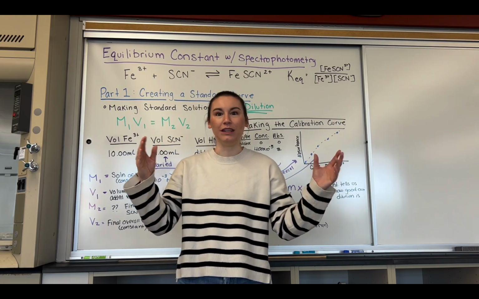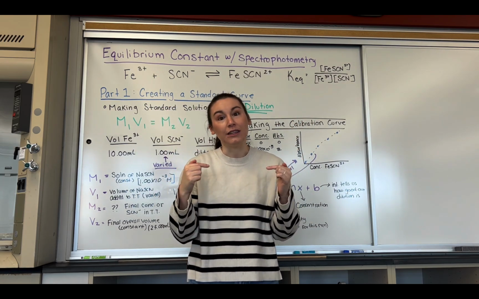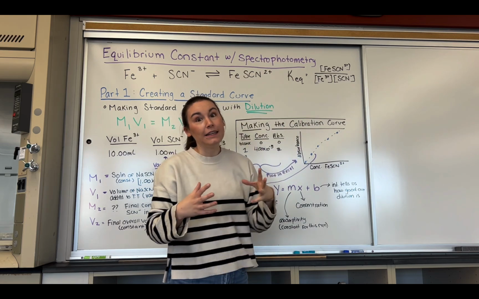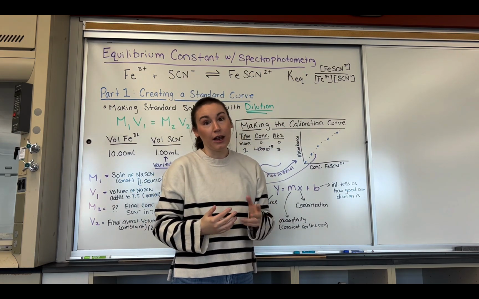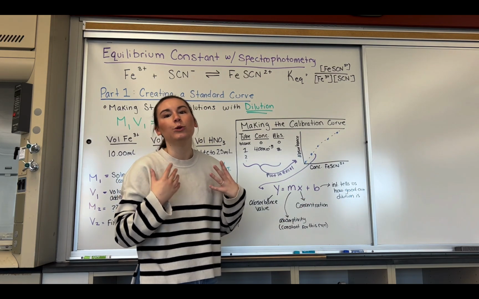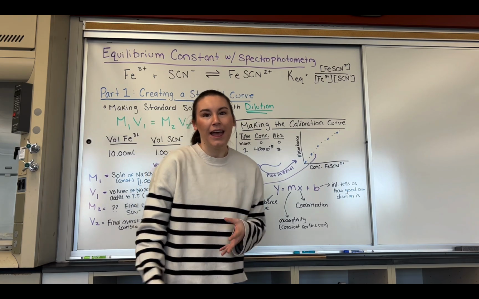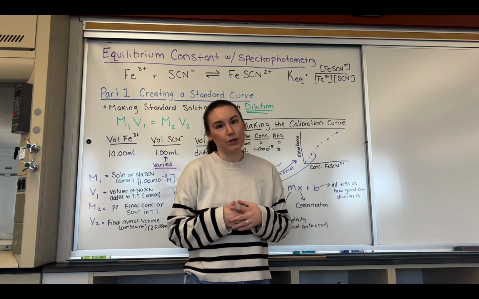Because in an ICE table, we need to know information about the initial concentrations, and we need to know information about the equilibrium concentrations in order to find K. For finding K, we need both initial and equilibrium concentration information. This y equals mx plus b plot is what is going to allow us to find that equilibrium concentration relationship, and our dilution is what we can then use to find our initial concentrations.